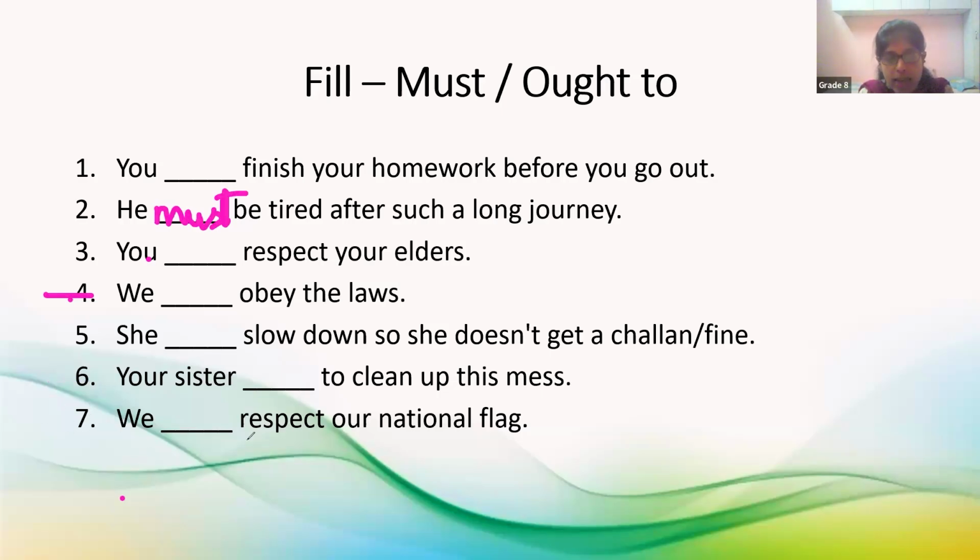7. We respect our national flag. Ma'am, must. Must. Correct. This is not negotiable and this has to be there. So here you have identified the sentence and the obligation correctly. This is not moral, this is mandatory, not negotiable. Correct. The fourth one is also must. You're right.